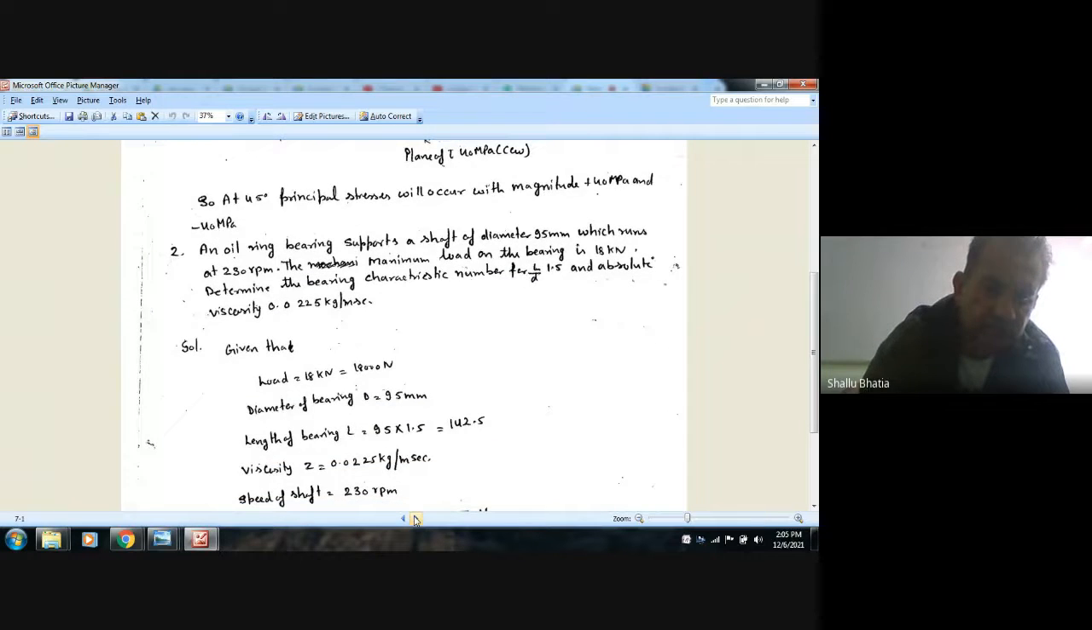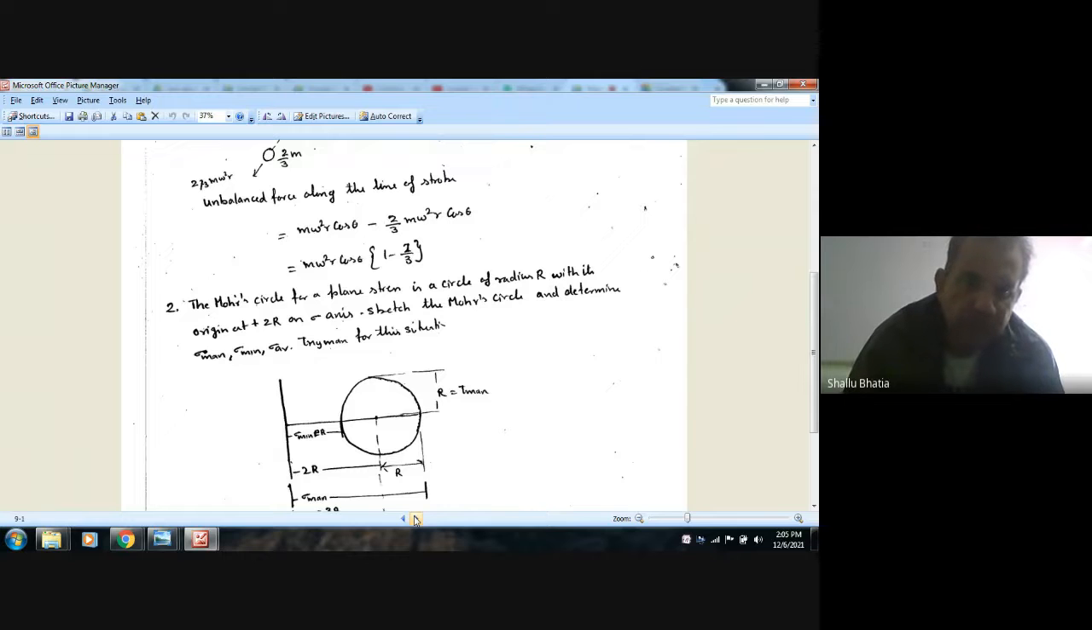Next question is: the Mohr circle for a plane stress is a circle of radius r with its origin at plus 2r on the sigma axis. Sketch the Mohr circle and determine sigma max, sigma minimum, sigma average, tau xy max for this equation. So this is the Mohr circle of radius r, and it is at a distance 2r from the origin.